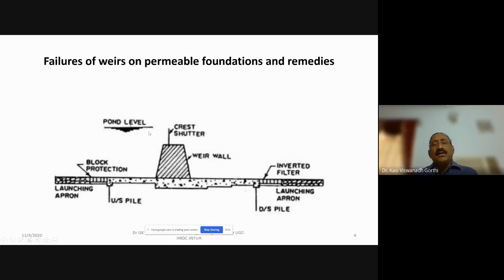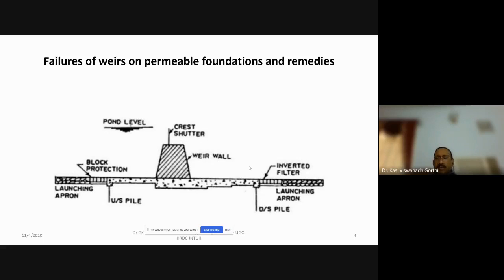Also, when water is flowing over the body of the weir or over the crest shutter, there will be a possibility of hydraulic jump formation at the downstream portion. Why is this hydraulic jump formed? Because you have a change of state of flow: the water is falling from a high level to a lower level, leading to conversion of energy into kinetic energy. This leads to a change of state from supercritical to subcritical at a certain length towards the downstream side. Because of this change of state from supercritical to subcritical, there is a possibility of hydraulic jump formation.